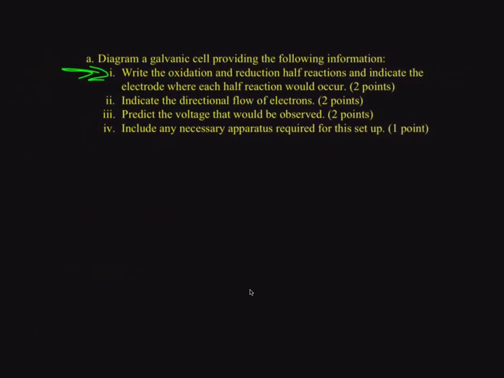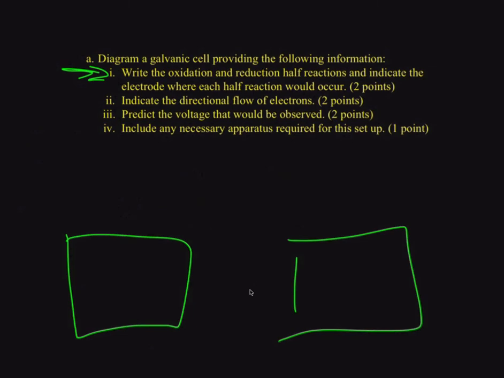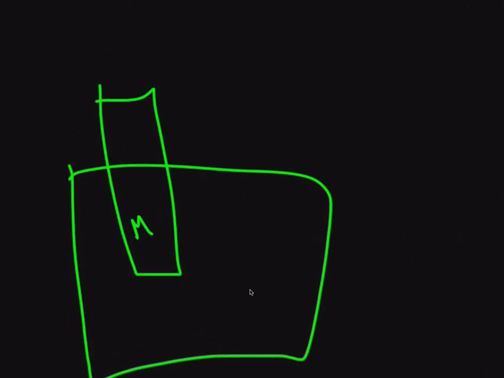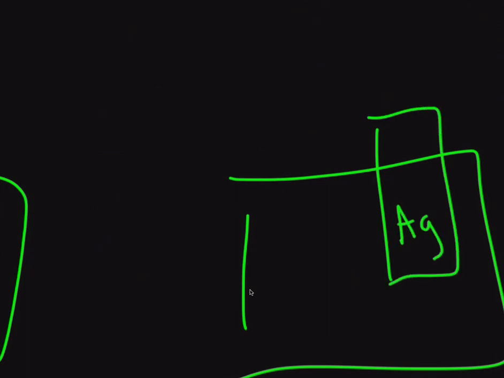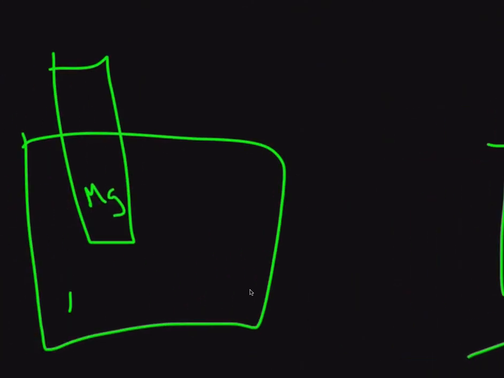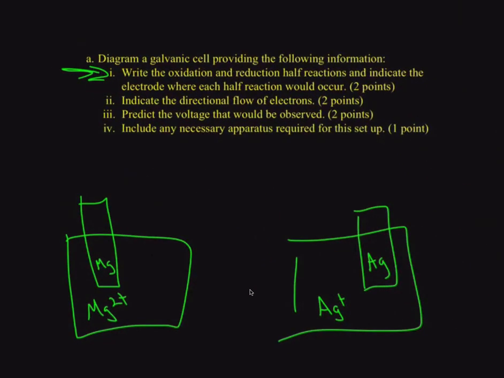Indicate the directional flow of electrons. Well, if we have our magnesium and our silver, so this is going to be the magnesium half. Over here we're going to have the silver. In this solution we have silver ions. In this half we have magnesium ions. The electrons are going to flow in this direction from the magnesium to the silver along the wire that connects them.